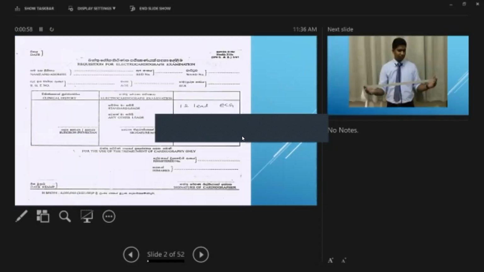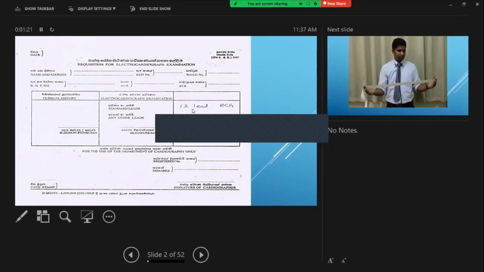Therefore, we should know how to make the proper request for an ECG. This request form is available in our hospital, and after completing the top part of the form, you have to add these 3 points into your request form. That is 12 lead ECG, the first one you have to include. Standard ECG consists of recording on 12 leads.